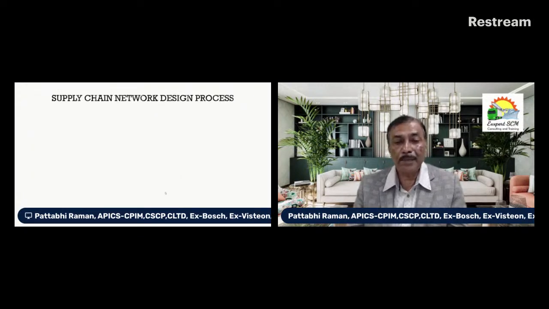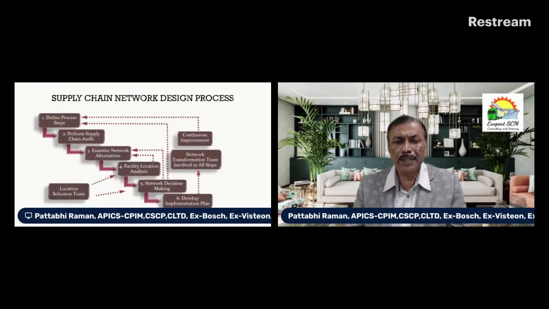Okay, coming to the network design principle, there are actually six steps available in this process, starting from define the process step, perform the supply chain audit, examine the network alternatives, facility location analysis, network design decision making, develop implementation plan. Of course, here we are seeing about the process.